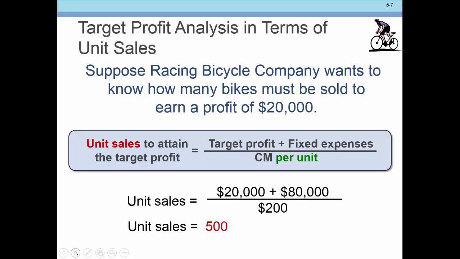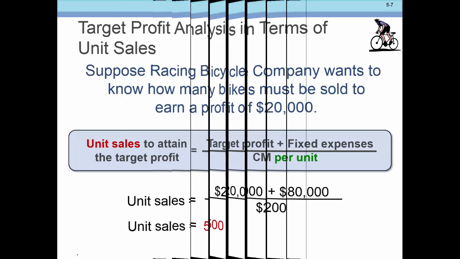because remember, contribution margin first goes towards fixed expenses, and then if there's anything left over, it's got to go to profit, right? And when you do that calculation, they tell us you got to sell 500 bikes to get that target profit of 20,000.